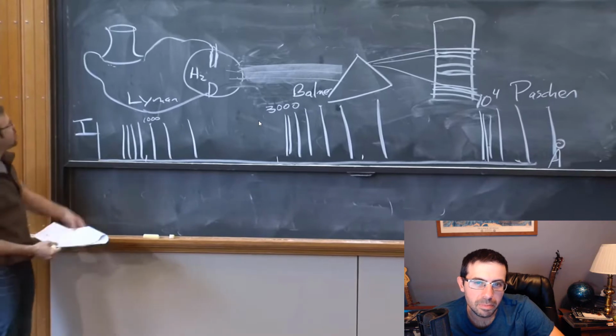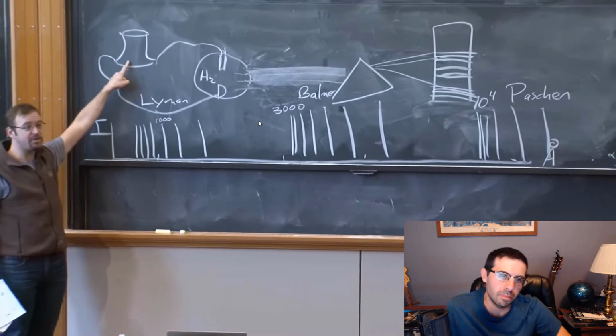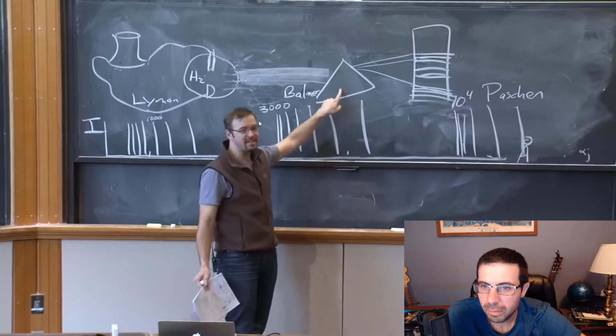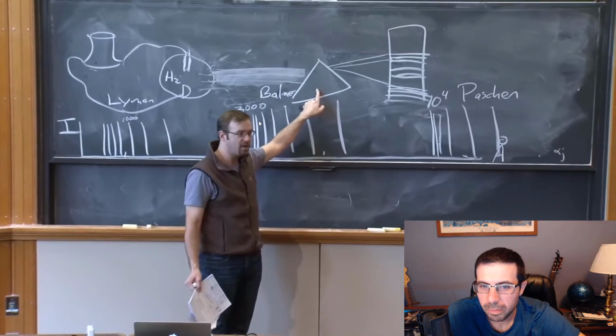But here's an interesting fact. If you replace this nuclear power plant with a coal plant, it makes no difference. If you replace this prism by a different prism, it makes no difference to where the lines are.